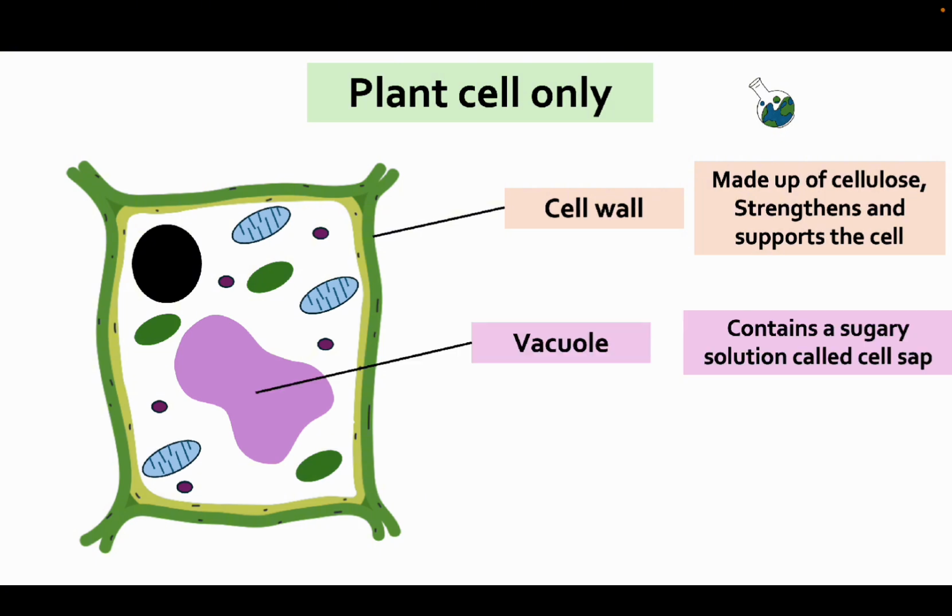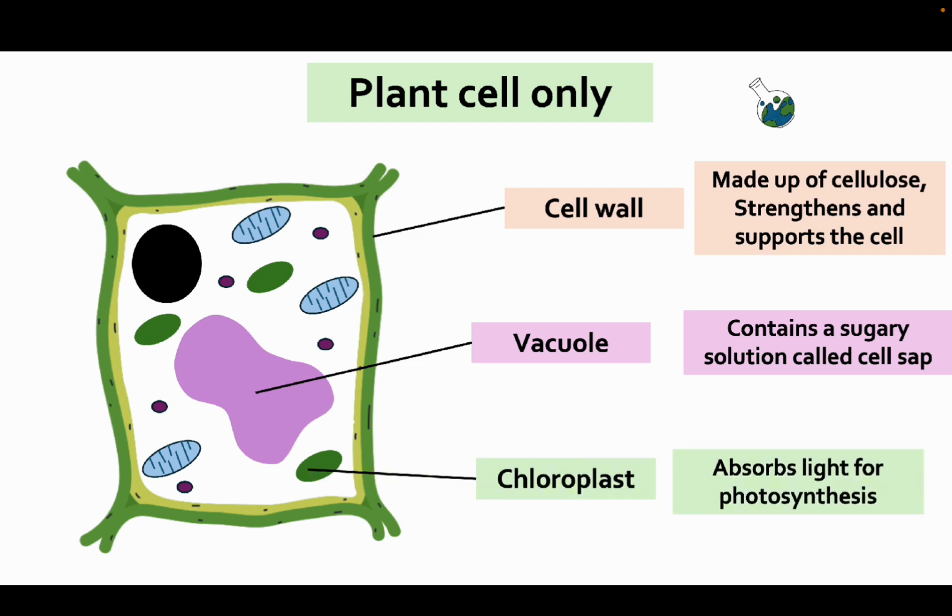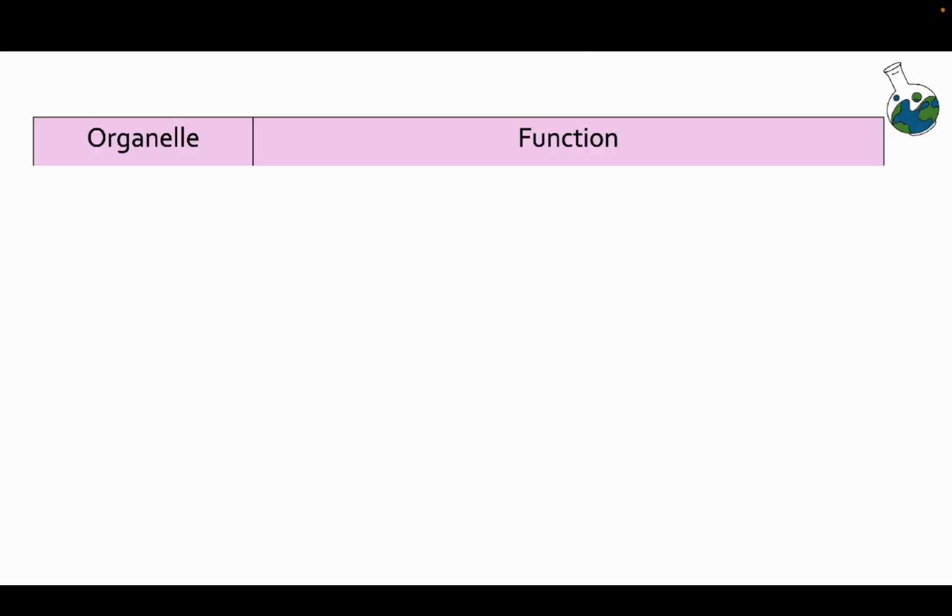Next we have a vacuole. This contains a sugary solution called cell sap. And then finally we have chloroplasts. These absorb light for photosynthesis. So now that we've looked at all the different types of organelle, we're going to look at their function.